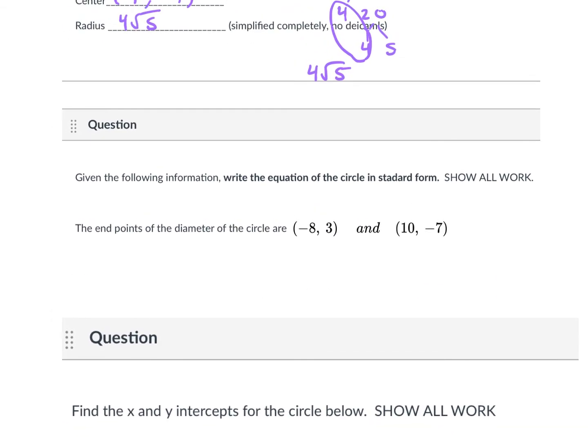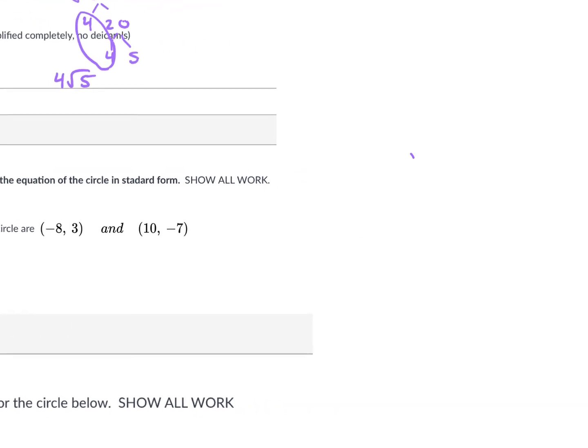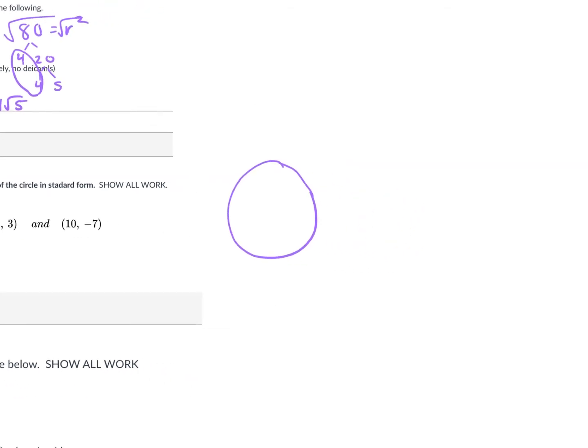So the next one. Given the following information, write the equation of the circle in standard form. Show all work. It says the endpoints of the diameter of the circle are -8, 3 and 10, -7. We had one like this on the last test, I think. So if our endpoints on the circle are here, I don't know why I drew the circle first and not the graph. It's been a long day.